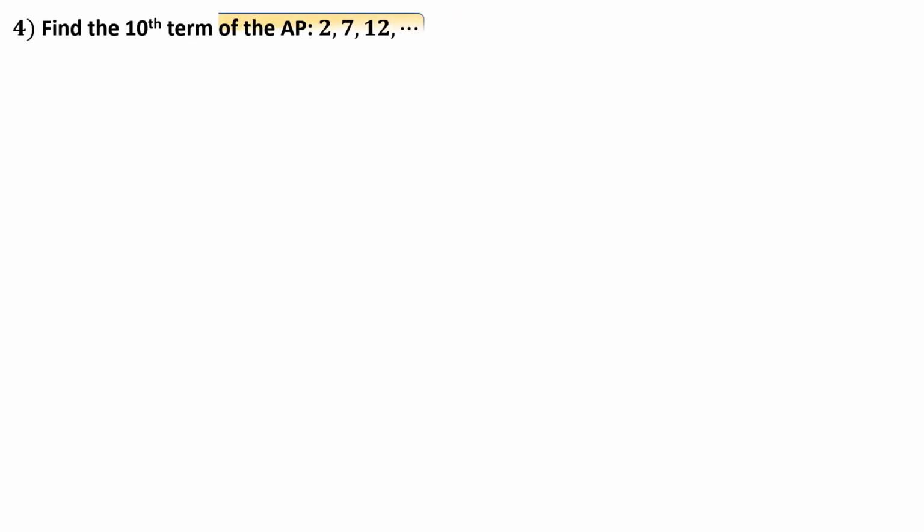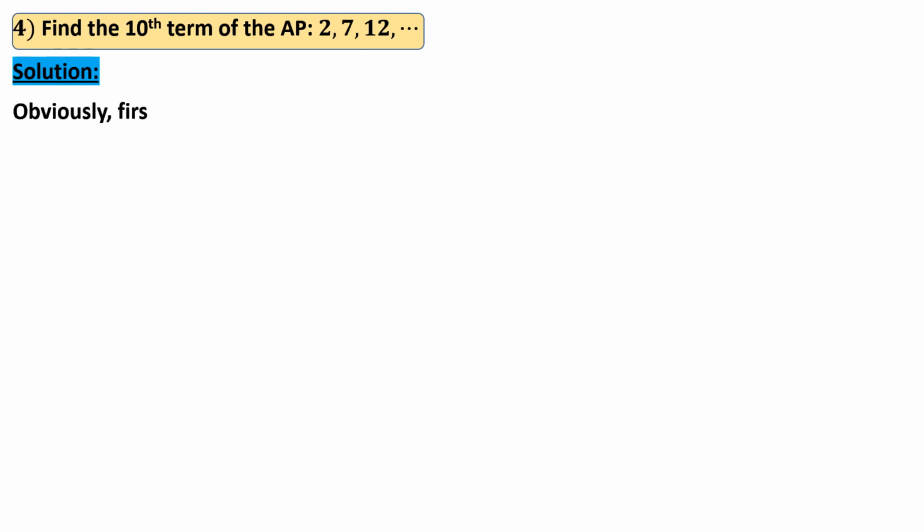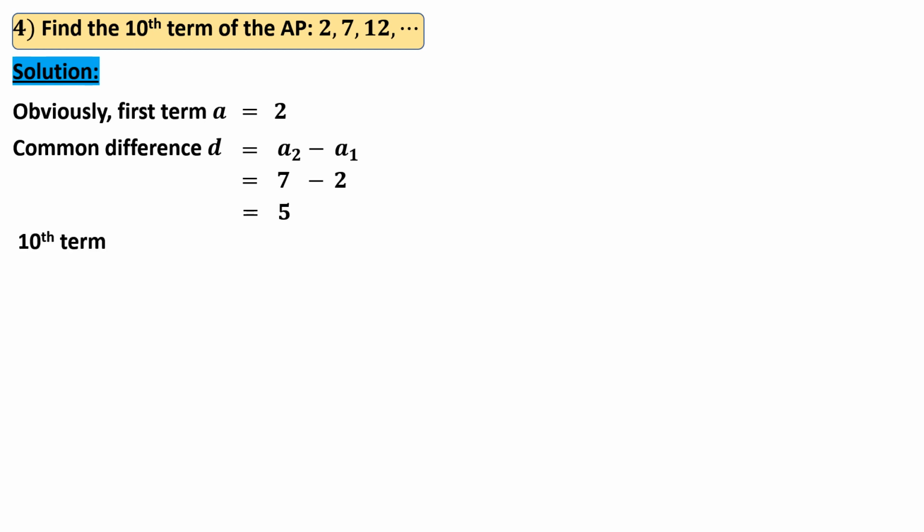Now consider the fourth example. Find the 10th term of the AP 2, 7, 12 and so on. Obviously, first term A is 2 here. Then common difference D, how do we find this? A2 minus A1. We can also find A3 minus A2. Since the problem states that the given list of numbers is an AP, A2 minus A1 must be equal to A3 minus A2. What is the value of A2 minus A1? 7 minus 2 equals 5.